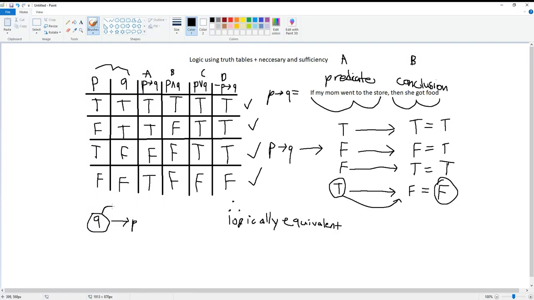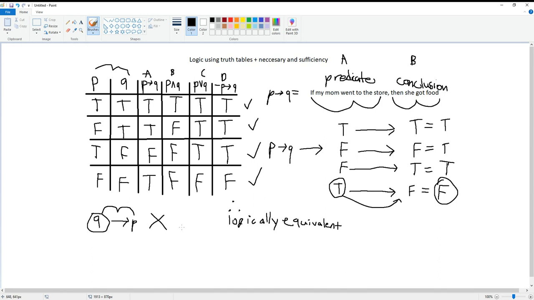You see what I'm doing here? This is a key understanding. If you reverse the two, so if you're saying, let's say the conclusion is true, then does P have to be true? No, not in this case, because it is not a necessary condition. So your mom did not have to go to the store to get food.